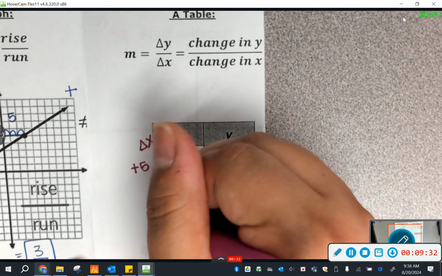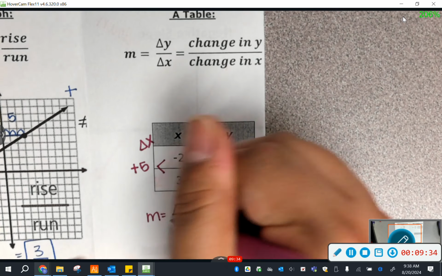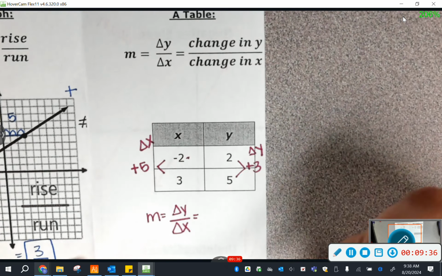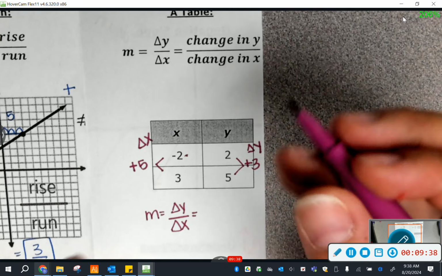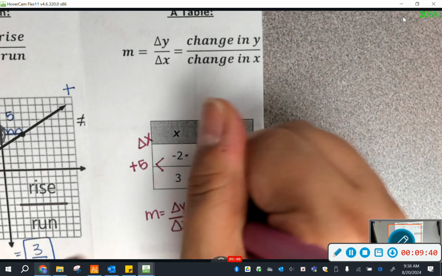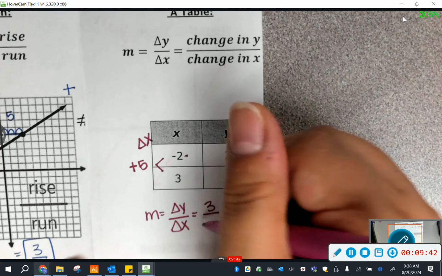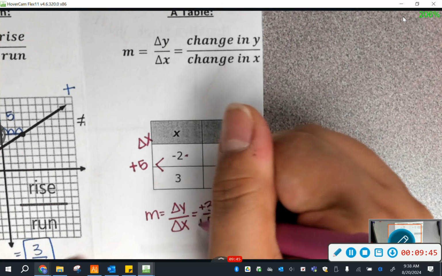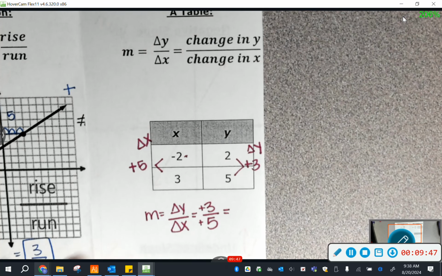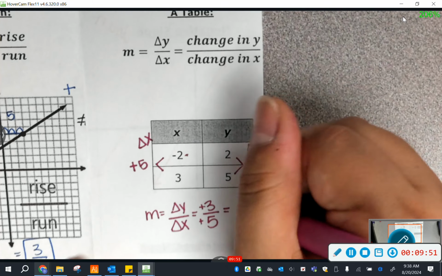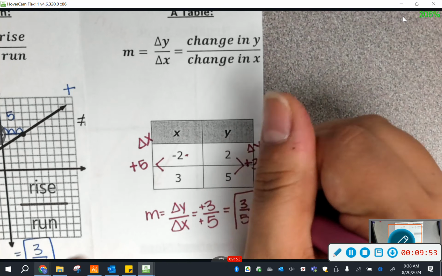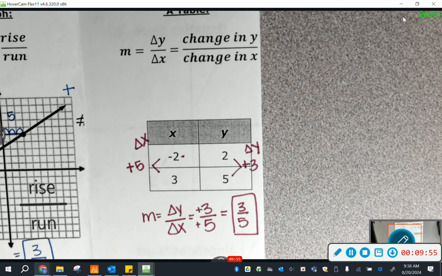And then to find my m, I'm going to do delta y over delta x. What is my delta y? 3. What is my delta x? +3 over +5. What is 3 over 5? It just stays the same. And you can check in your calculator for that.